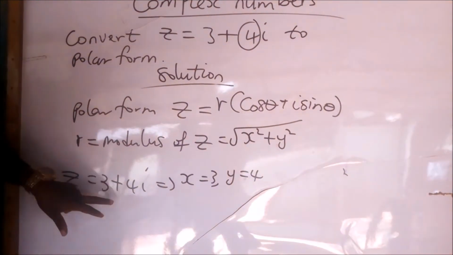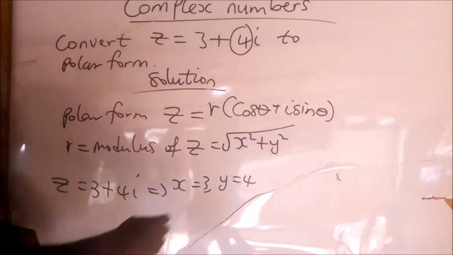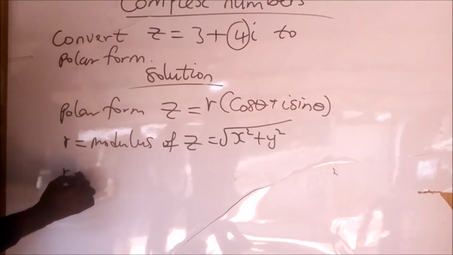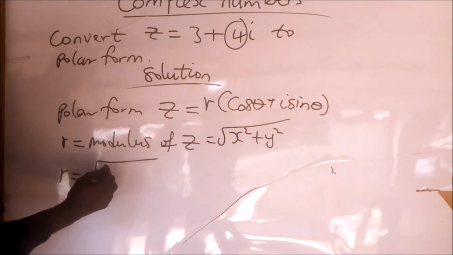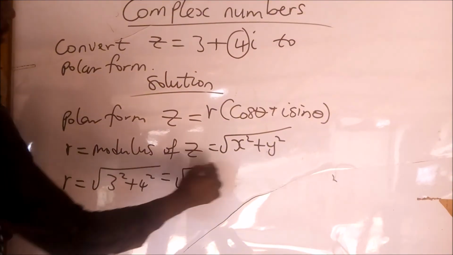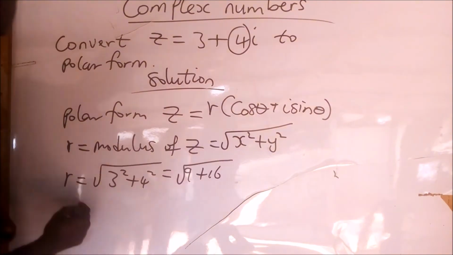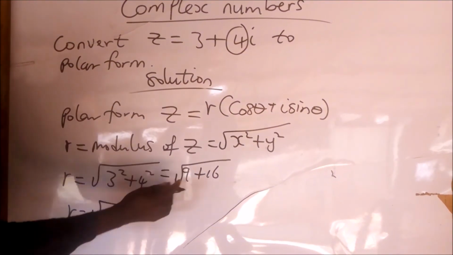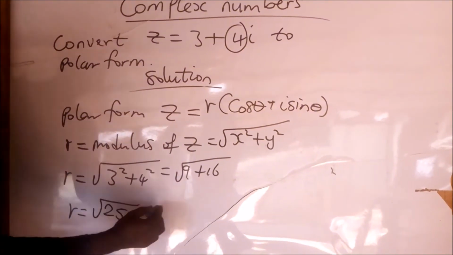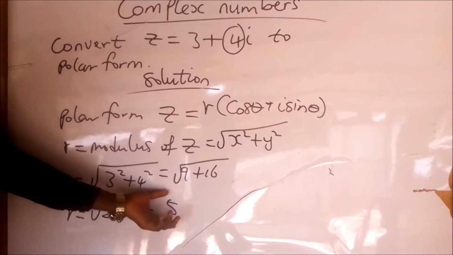Now for us to get the modulus of this complex number, we have to substitute these values into x and y to get the modulus. For us to do that, we have that modulus is equal to the square root of 3 squared plus 4 squared, which is going to give us 9 plus 16. Then we're going to have that 9 plus 16 is going to give us 25, and the square root of 25 is 5. Now the modulus of this complex number is equal to 5.